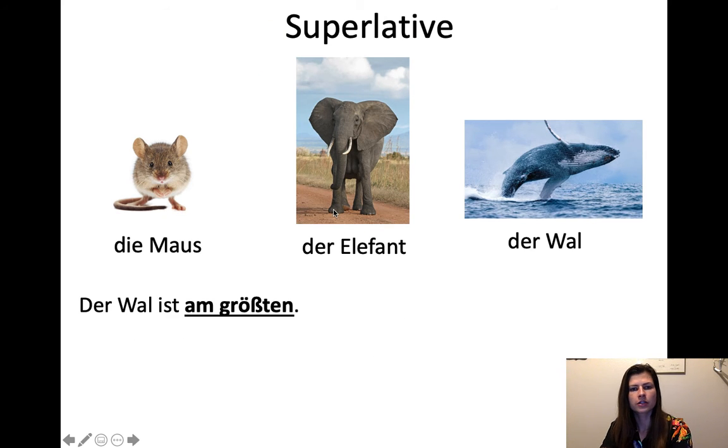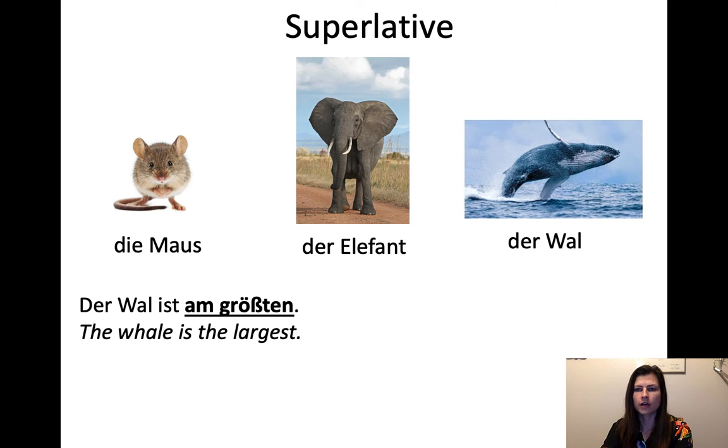These are all comparatives. Then we get to the superlatives. Der Wal ist am größten. The whale is the largest. So the reason I have 3 here is because to say the superlative, you need at least 3 things to compare. If you're only comparing 2 things, it's still the comparative. But if you have 3 or more things, then you need to use the superlative. So, der Wal ist am größten. In the context of comparing these 3 animals, the whale is the largest. That's how we form this superlative right here.